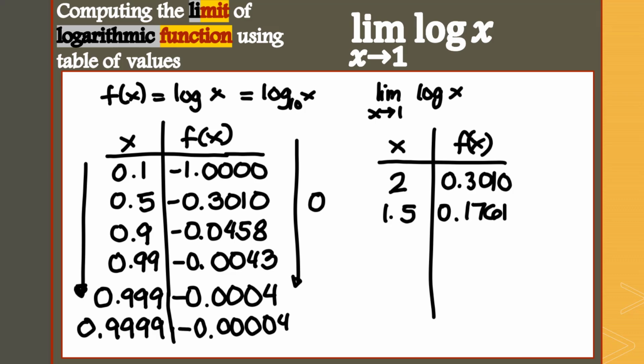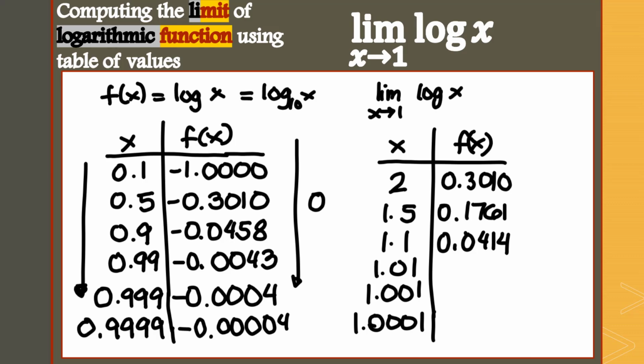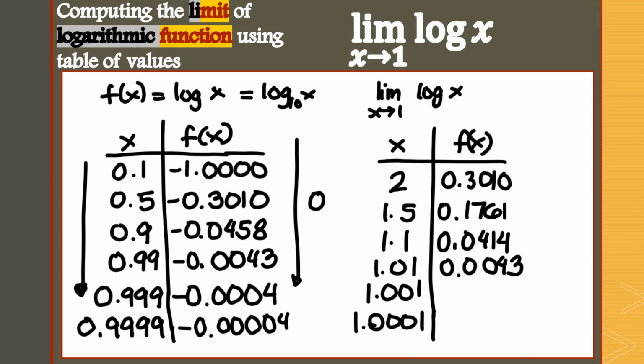Let's add more to solidify our understanding of the trend. So let's have here 1.1, values like 1.01, getting closer to 1. You will have 1.001, even 1.0001. Plugging in all of these one by one on our calculator. For 1.1, you will get here an approximated value of 0.0414. For 1.01, you will have here 0.0043. For 1.001, you will have an approximated value of 0.0004. Similar, or almost the same thing, to what happened to our values from the left, it gets closer now to 0 as x approaches 1.